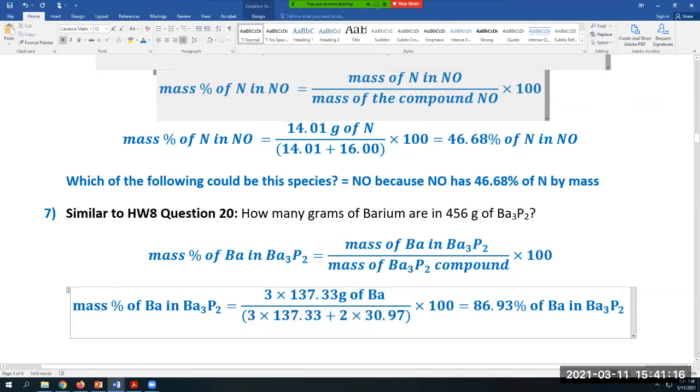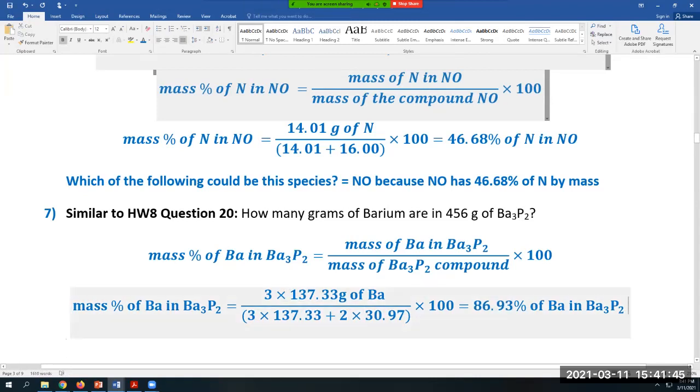The calculator answer is 86.930, etc. So here, the molar mass of barium has 5 sig figs, but the molar mass of phosphorus has 4 sig figs. So that's why we are limited to 4 sig figs, and we will round to 86.93% of barium in Ba3P2.